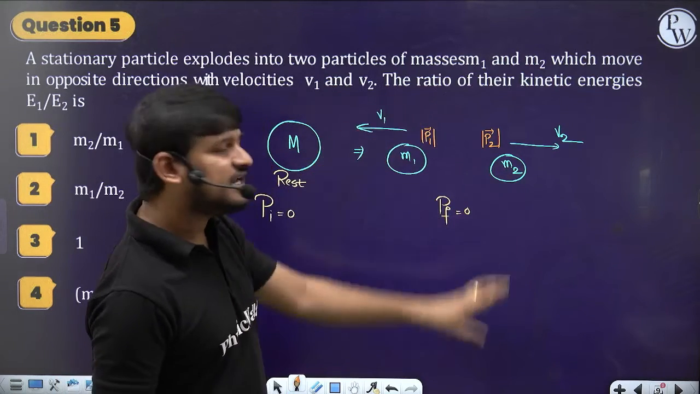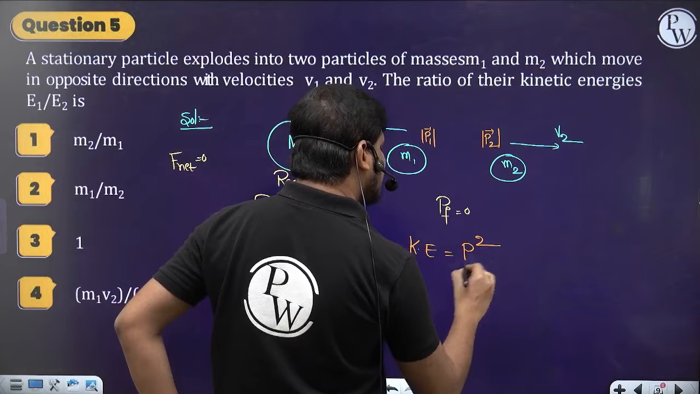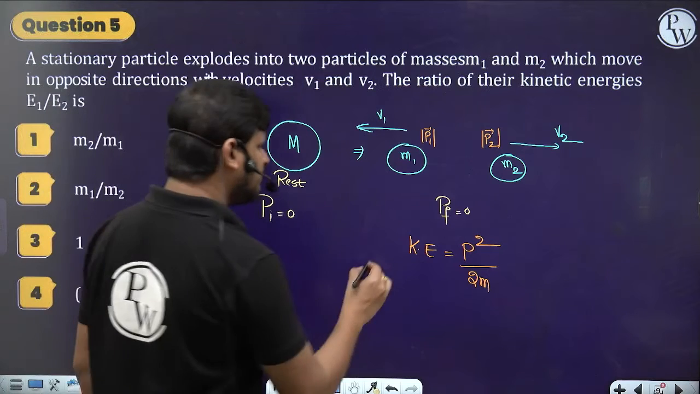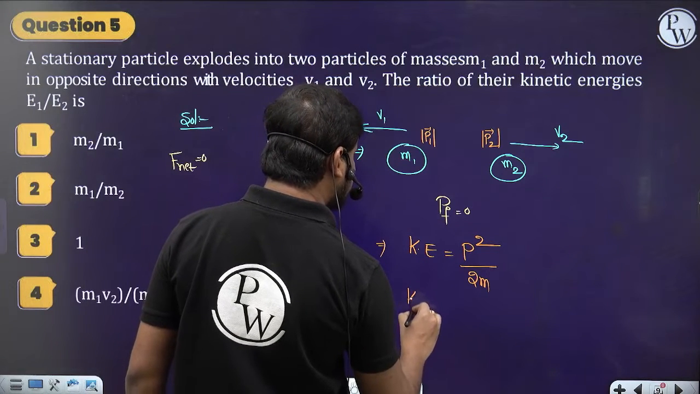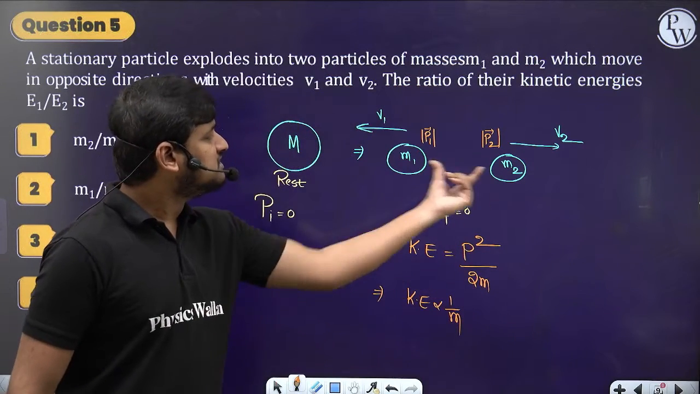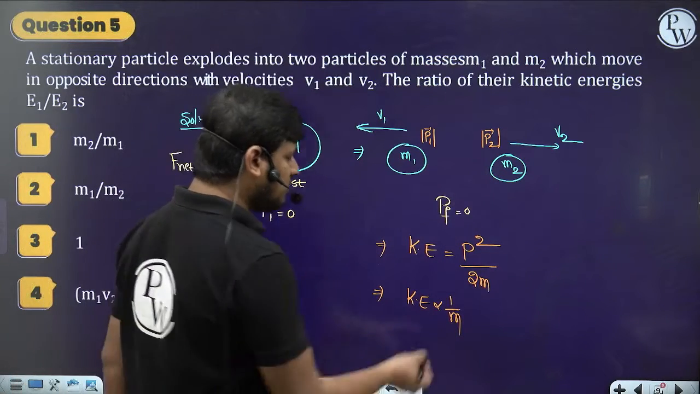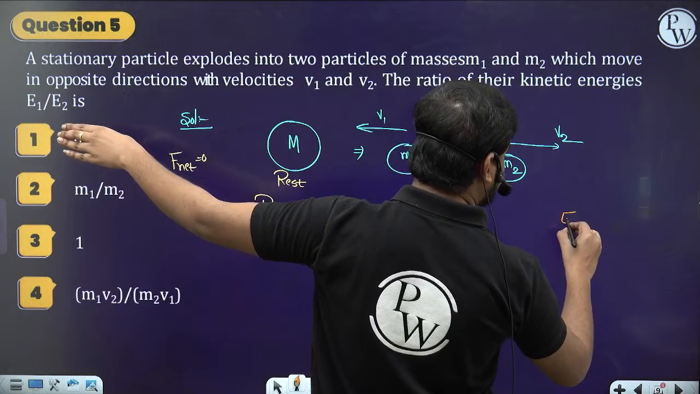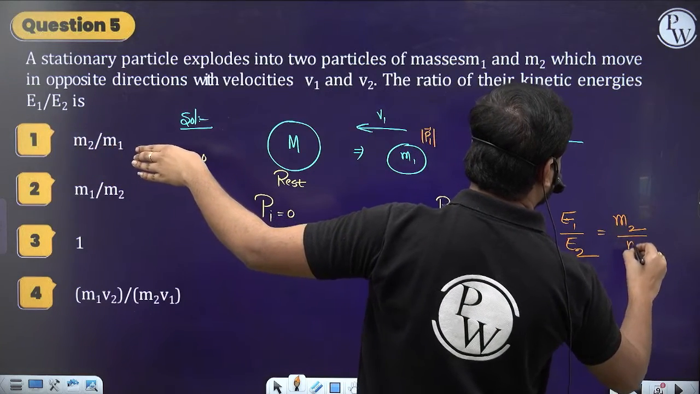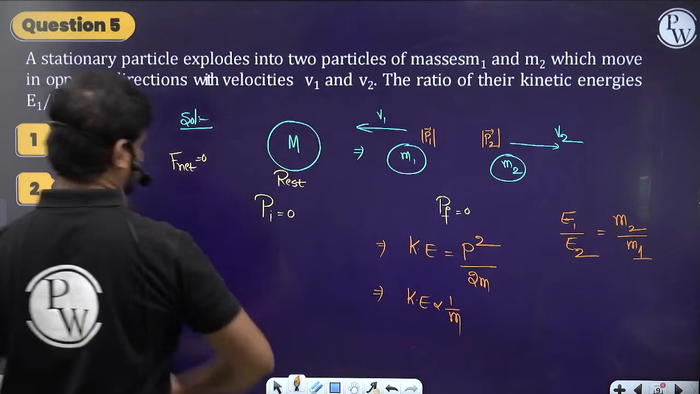So now they are asking for the ratio of kinetic energies. We know the relation between kinetic energy and momentum: KE is equal to P square by 2m. So from here, shall I simply say that the kinetic energy is inversely proportional to the mass, because momentum is the same for both masses, and 2 is a constant. So we need E1 by E2, the kinetic energy of the first by the kinetic energy of the second. So simply we can write M2 by M1. Option 1 is the correct one.